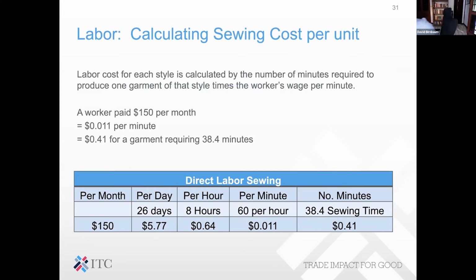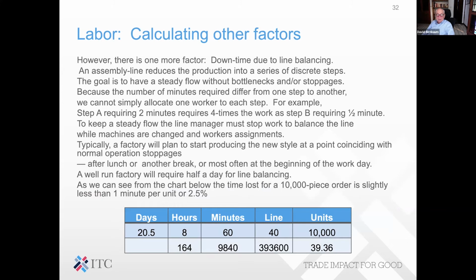You want to go further, and you want to know what was the cost per unit. Well, you're paying the worker $150 a month. There are 26 days in the month, 8 hours a day, and 60 minutes in the hour. And therefore, 38.4 minutes is 41 cents. That is the cost of labor. The information is there in the factory. Okay, but there are other factors.